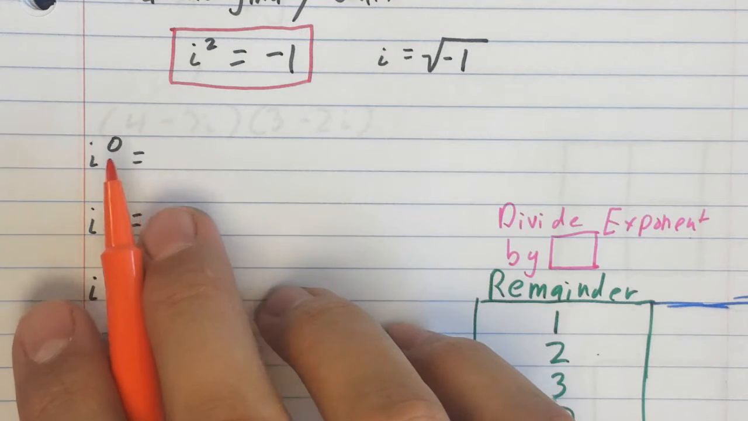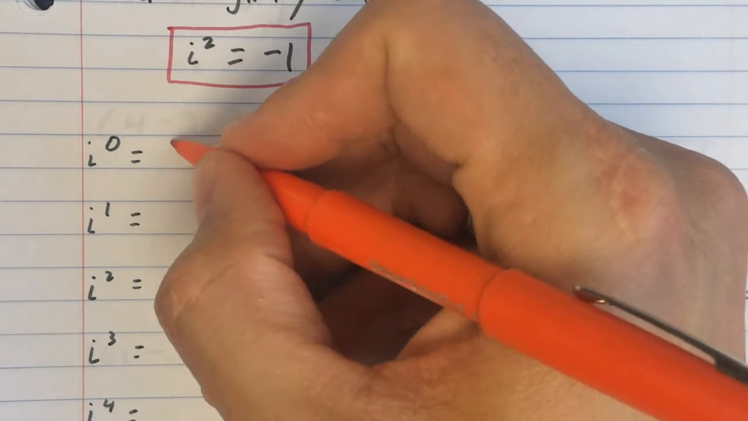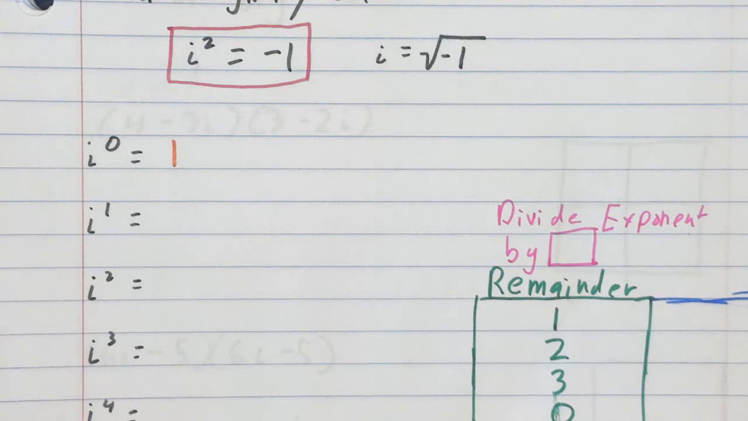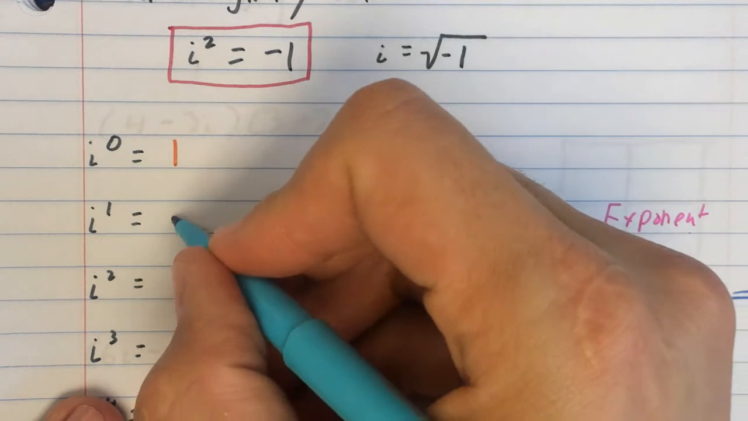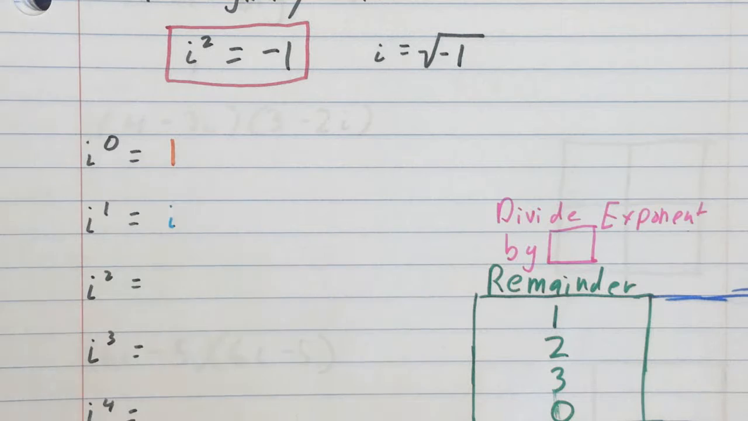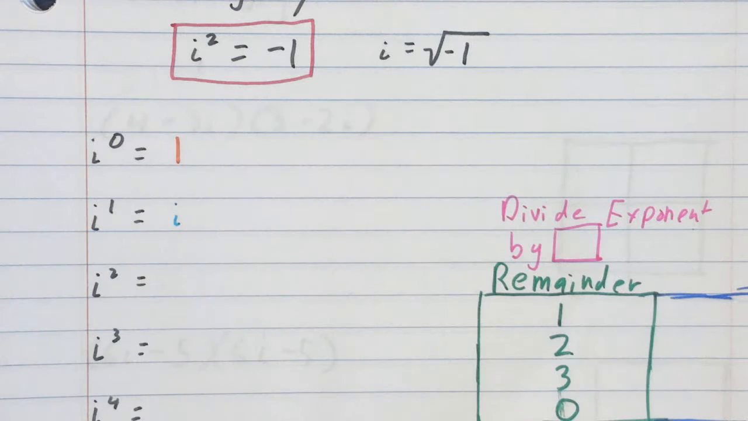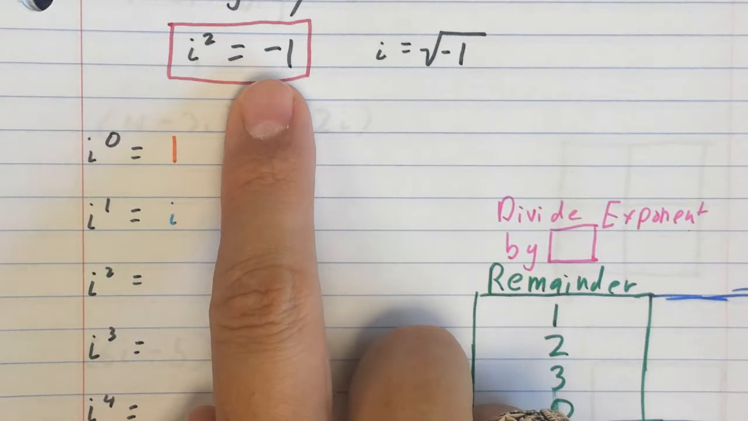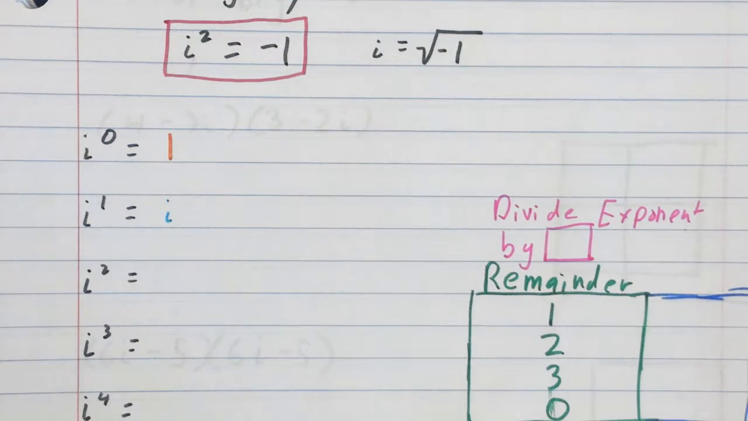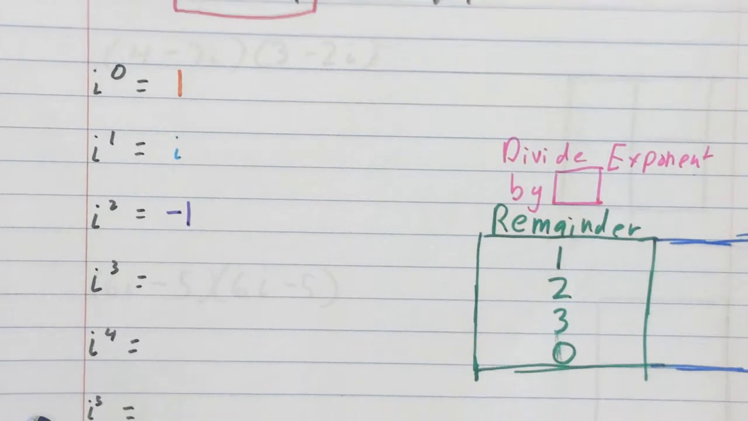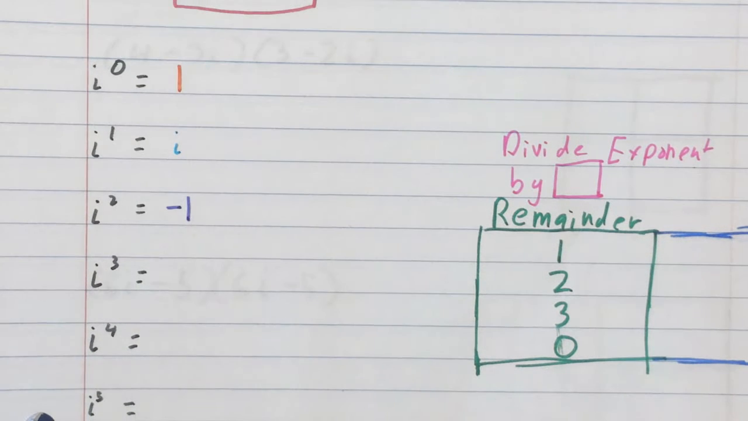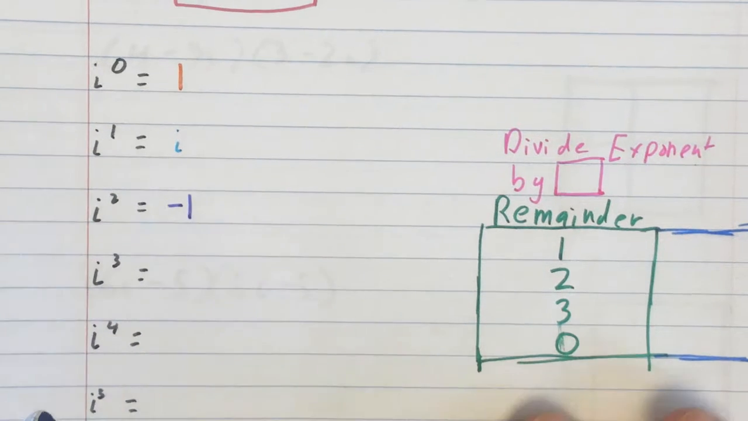I to the 0 power. Well, anything to the 0 power is 1. Okay. Now let's look at I to the first power. Well, anything to the first power is that same number. Now we have I squared, and by definition we know that I squared is equal to -1. Here's where we can go ahead and start doing a little bit of math to find our values.